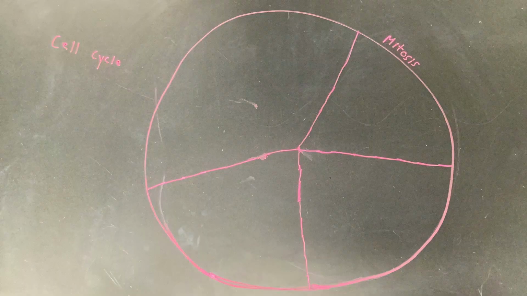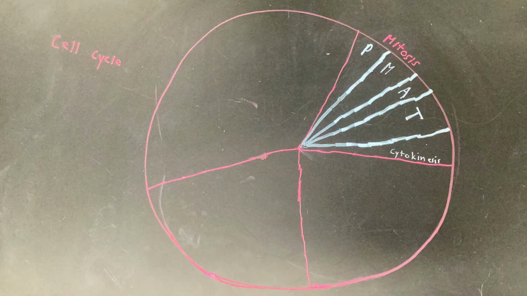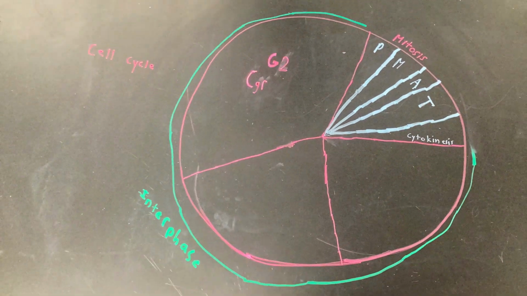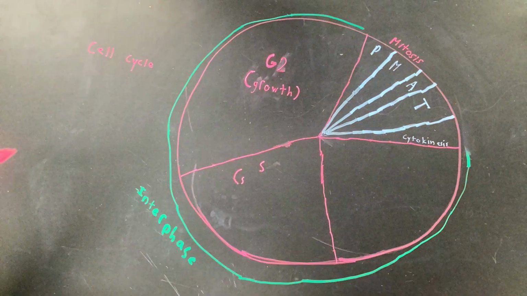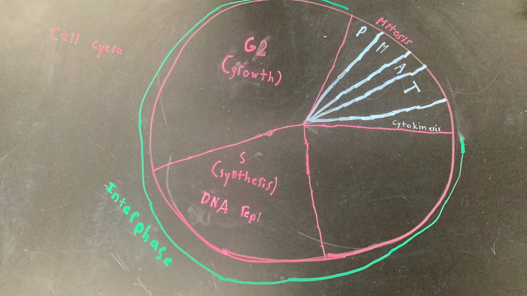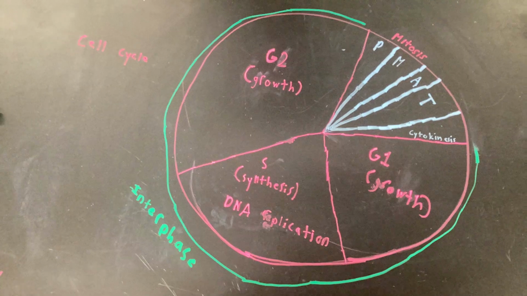On the screen now is a simple pie chart of the entire eukaryotic cell cycle. The majority of the chart is occupied by interphase, a sort of preparation step as the cell approaches division, and the remainder belongs to mitosis, which can further be divided into prophase, metaphase, anaphase, telophase, and cytokinesis. This will be the focus of our video.